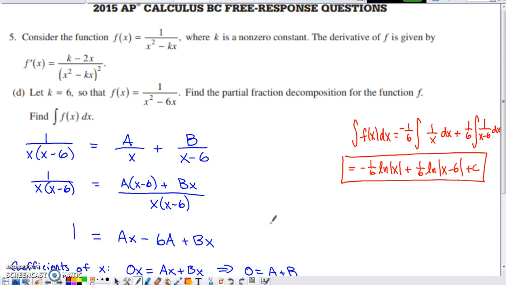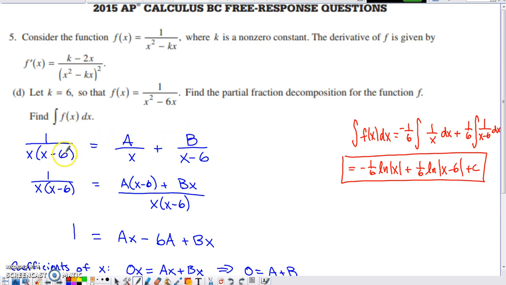So this question was split between the first 3 parts being AB content and now this part being BC content. We're asked to do a partial fraction decomposition for the function f when k is equal to 6, and then we're also asked to find the antiderivative of that version of f of x.